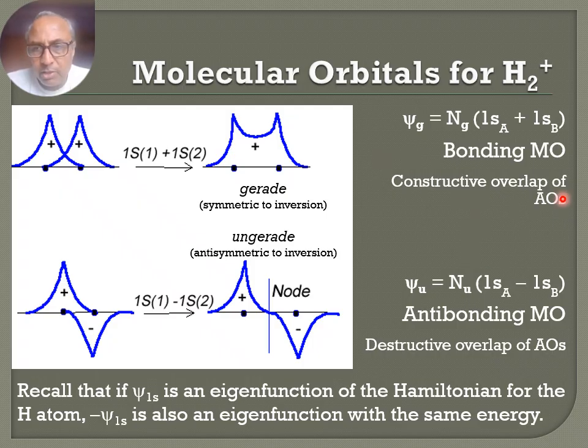The Gerade molecular orbital is formed by constructive overlap of the 1sa and 1sb orbitals, whereas the antibonding molecular orbital is formed by destructive overlap of the 1sa and 1sb atomic orbitals. Recall that if psi 1s is an eigenfunction of the Hamiltonian for the hydrogen atom, then its negative minus psi 1s is also an eigenfunction with the same eigenvalue.